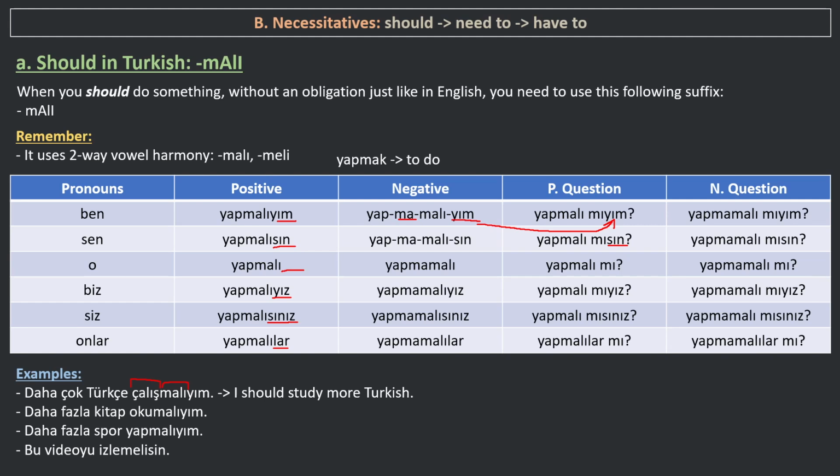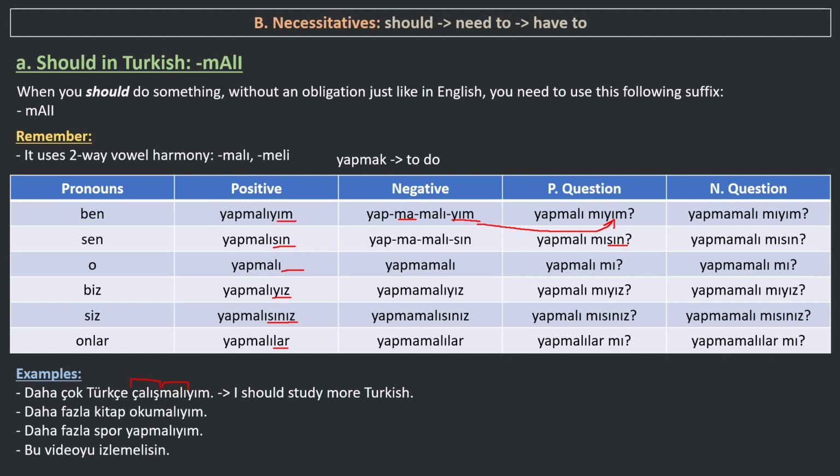Üniversiteye gitmeli miyim? Should I go to university? Şimdi gitmeliyim is I have to go. Hayır, Ketay. Technically, no. I will explain that in the Lies of Turkish part, we use them interchangeably. So instead of saying I should go, sometimes we say I have to go. So gitmeliyim, gitmek zorundayım. I should go now. Şimdi gitmeliyim.